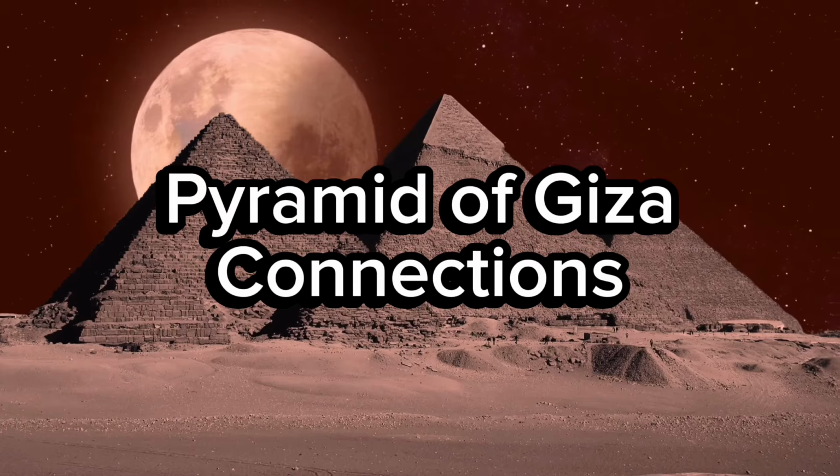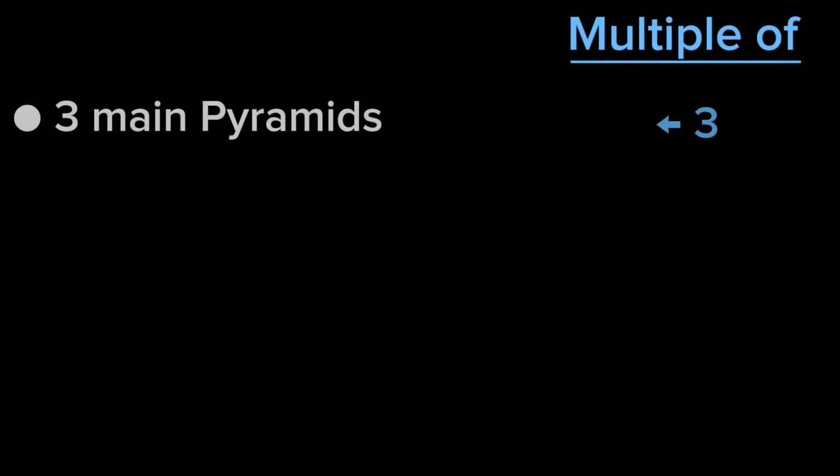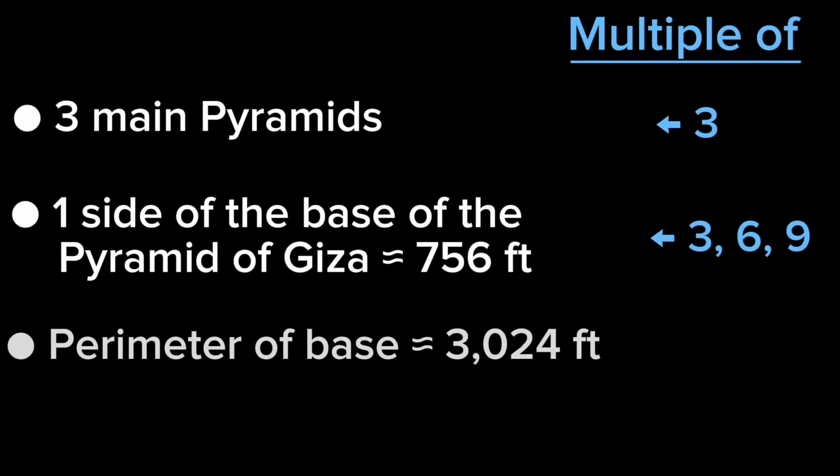Now let's look at how these numbers connect to the Great Pyramid of Giza. First off, there are 3 main pyramids. One side of the base of the Great Pyramid of Giza is about 756 feet, which is a multiple of 3, 6, and 9, making the perimeter of the base about 3,024 feet, another multiple of 3, 6, and 9.